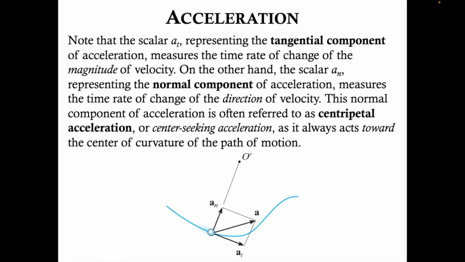Note that the scalar a sub t, representing the tangential component of acceleration, measures the time rate of change of the magnitude of the velocity. On the other hand, the scalar a sub n, representing the normal component of acceleration, measures the time rate of change of the direction of velocity. This normal component of acceleration is often referred to as centripetal acceleration or center-seeking acceleration, as it always acts toward the center of curvature of the path of motion.